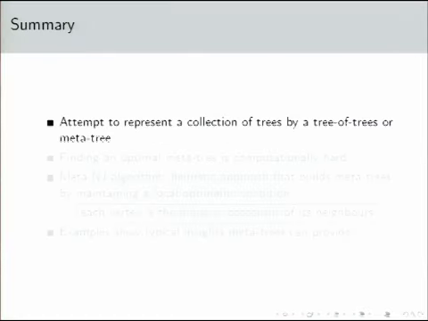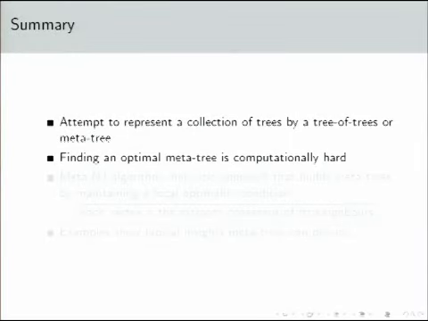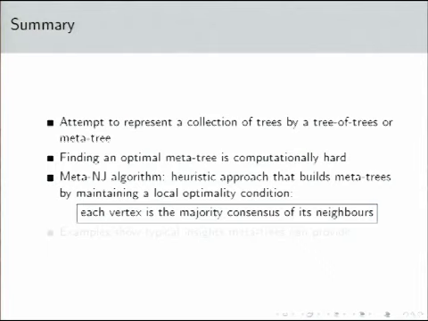Okay, so just to summarize, I've attempted to represent collections of trees using trees of trees, or metatrees. Finding an optimal metatree is computationally very difficult. So I've presented a heuristic algorithm for constructing these. And in particular, it constructs metatrees so that each vertex is the majority consensus of its neighbors. Examples show the sorts of things you can use these metatrees for to find out about your data set.